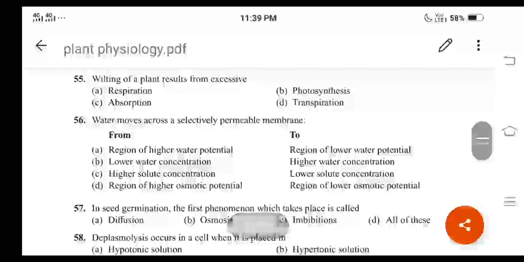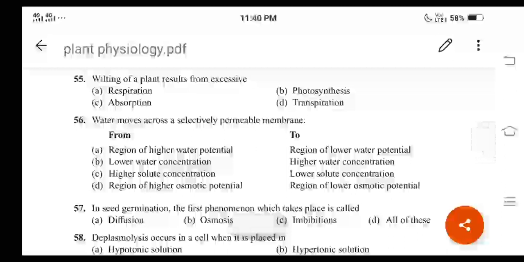Then let us go for the next question, 55. Wilting of a plant results from excessive, the options are respiration, photosynthesis, absorption, and transpiration, right? For question number 55, option D is the right answer. Wilting of a plant results from excessive transpiration, right?